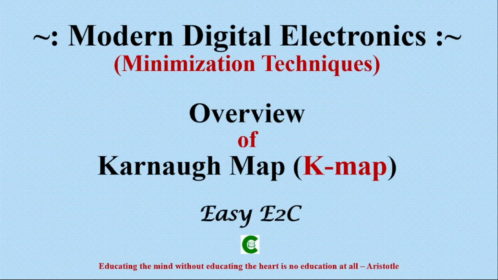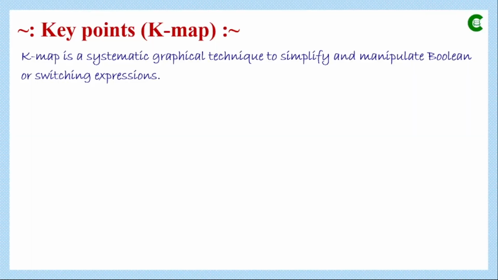In today's class, I will give you the overview of K-map, and in the following classes, we will be simplifying several Boolean expressions by using 2, 3 and 4 variables K-map. So let's get started. So first, what is K-map? K-map is a systematic graphical technique to simplify and manipulate Boolean or switching expressions.